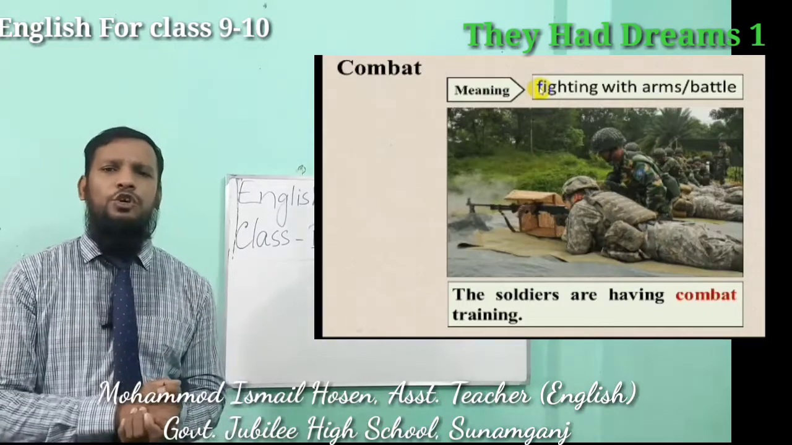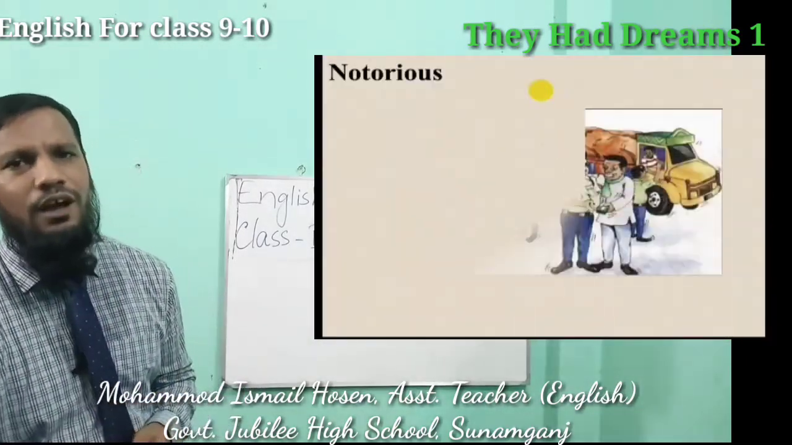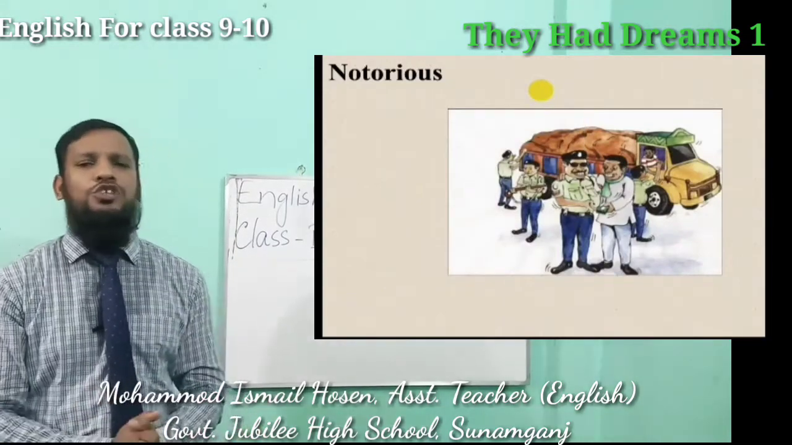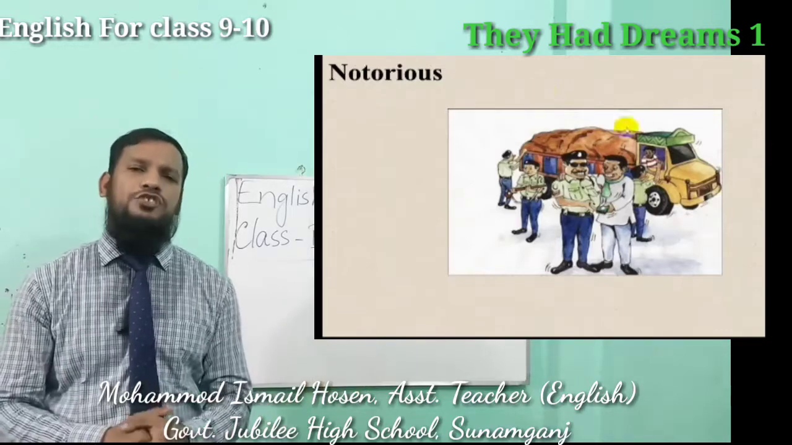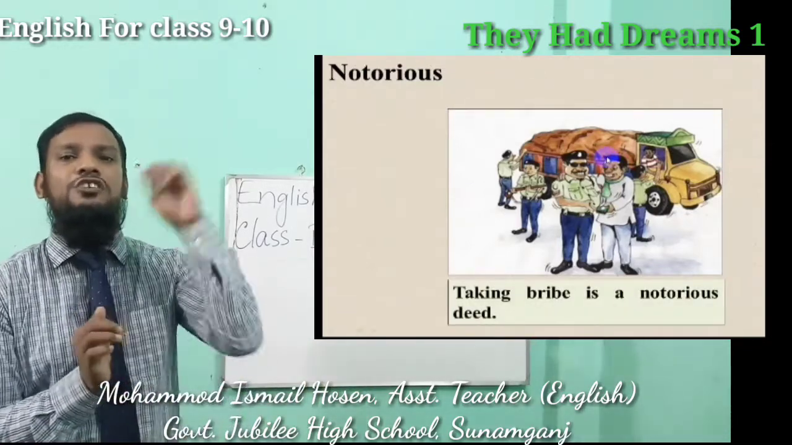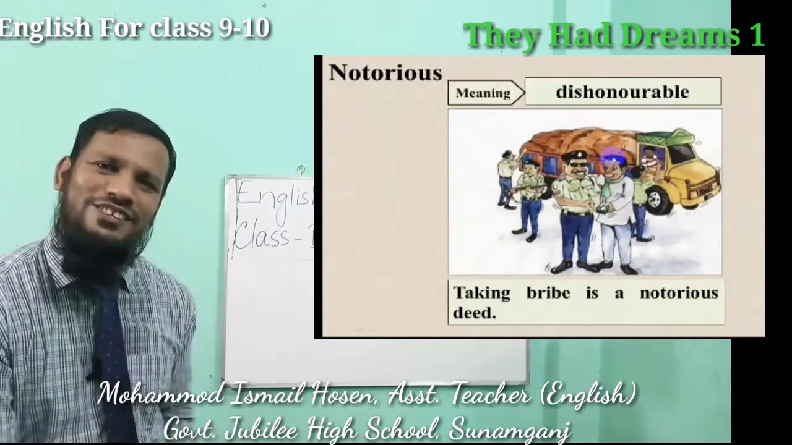Notorious. What do you understand by notorious? In this picture you can see notorious deeds. Taking bribes is a notorious deed. So what does notorious mean? Notorious means dishonorable.